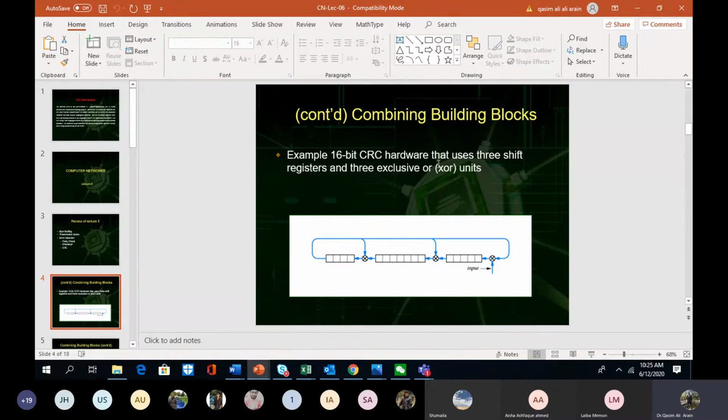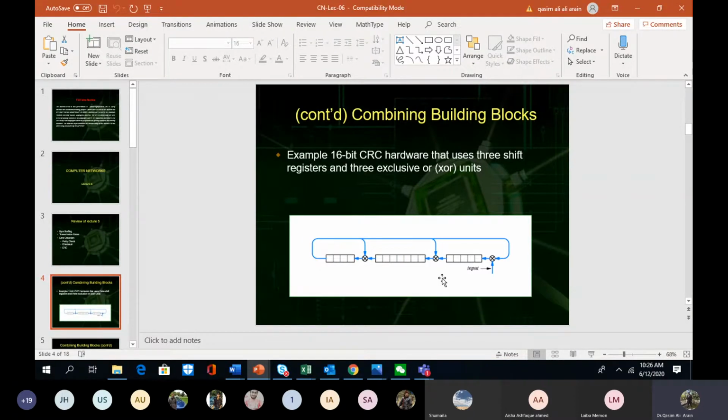Secondly, how many XOR gates or XOR units are there? 1, 2 and 3. If you can see my cursor, this is the first XOR gate, this is the second XOR gate, and this is the third XOR gate. We are going to provide the input to this particular XOR gate from here, and the other inputs to these XOR gates are coming from the outputs of the shift registers. All of that output goes in as inputs, and then they are going to process your shift register.